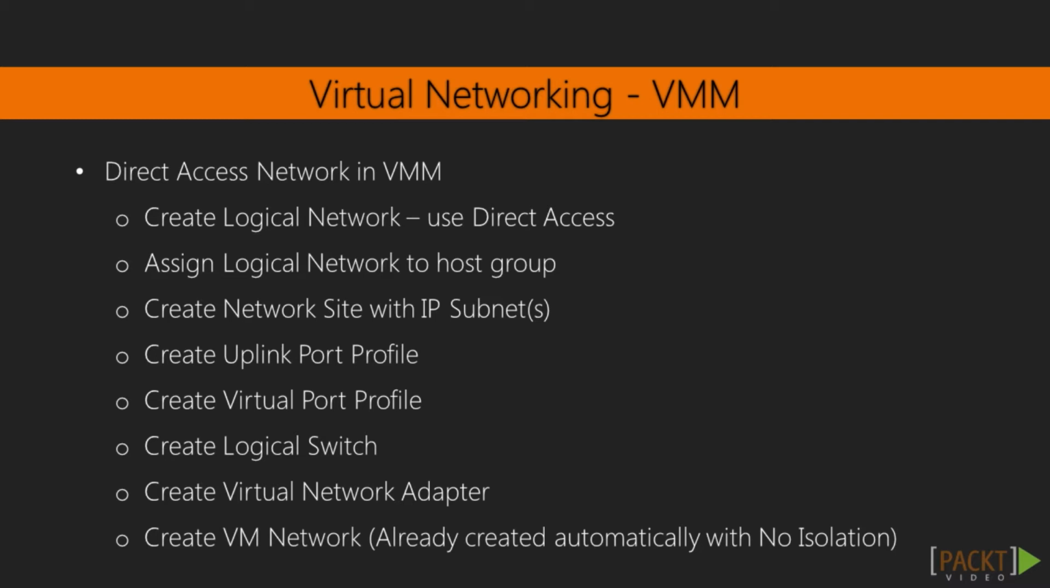You will assign the logical network to your host group that contains the Hyper-V servers, and you will create a network site that contains IP subnet definitions. By the way, you can have multiple sites and IP subnets within a logical network. Next, you will create some switch port profiles for the uplink connection and for the virtual port connection. Then you will create a virtual switch with a virtual network adapter.